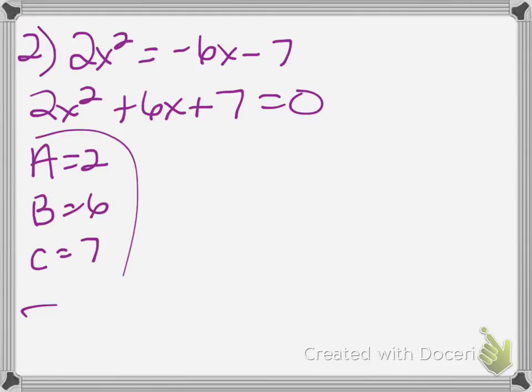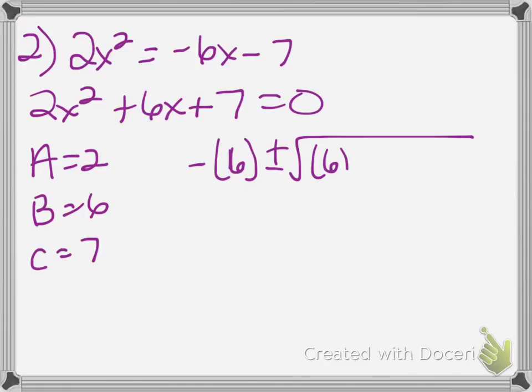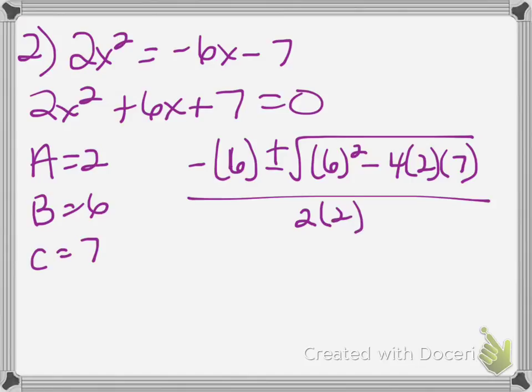I do recommend writing that out. Some people don't need it, and that's cool too. Whatever floats your boat. So I have negative b plus or minus the square root of b squared minus 4ac all over 2a. So what I'm actually going to go ahead and do is just type all of this into my calculator.